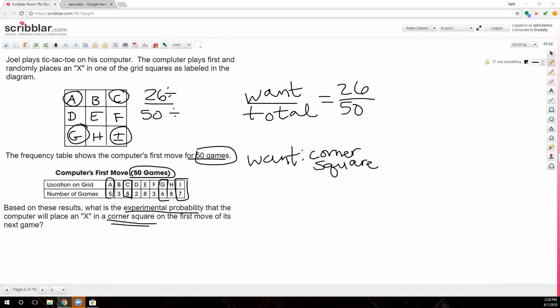And while people are thinking about that, I'm just going to try and catch Carrie up. We're talking about probability right now. Probability is always based off what you want to happen over the total ways something could happen. This problem asked us to find where a computer would place a corner square, and they told us the corner squares are A, C, G, and I. So we added all those numbers together. 5 plus 8 plus 6 plus 7 gave us the 26. So that's what we wanted to happen, and the total ways it could happen was 50. So now we're trying to reduce this fraction, but we need to know one number that divides into both 26 and also into 50.